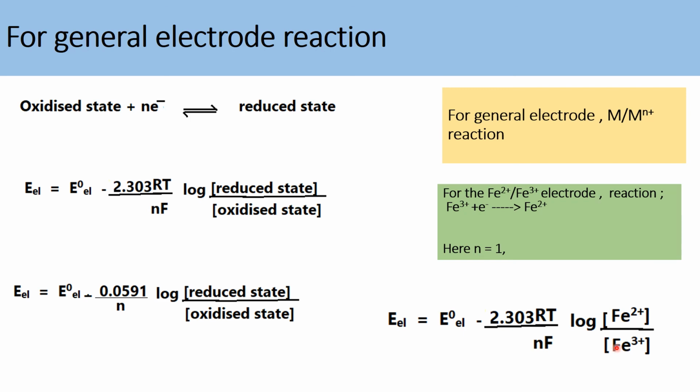So we can use the general electrode reaction for any other redox coupled electrodes or metal ion electrodes, and we can calculate the electrode reduction potential for that particular electrode.